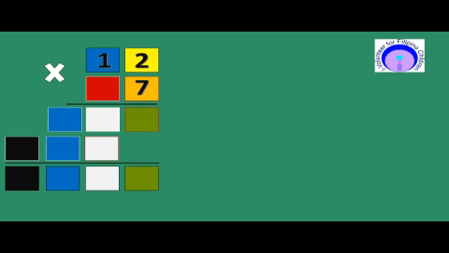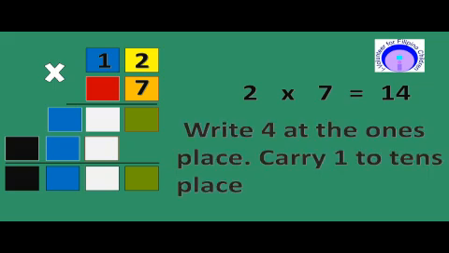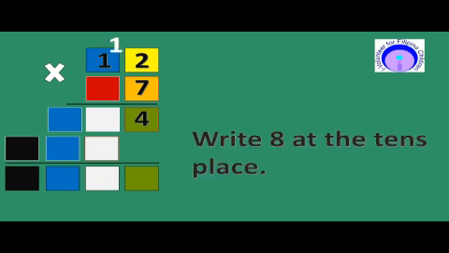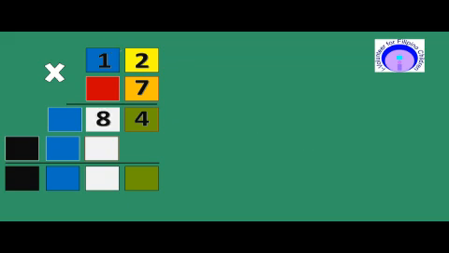For our second example, we have 12 times 7. Step 1. 2 times 7 equals 14. Since the result is a two-digit number, we will write 4 and then carry 1 to the tens place. The next step is to multiply 1 and 7. Plus 1 is equal to 8. Write 8 on the tens place. Therefore, 12 times 7 is 84. By the way, 12 and 7 are factors, while 84 is the product.